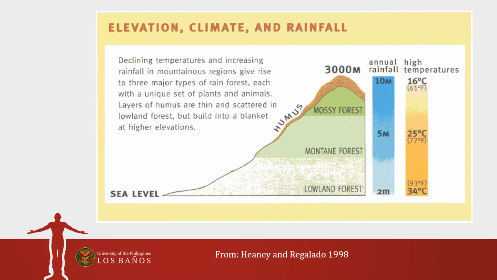Temperature, on average, declines with increasing elevation. Along with a change in temperature comes a change in precipitation, and rainfall usually increases with increasing elevation also. This too combines to give rise to 3 types of rainforests: the lowland, lower montane, and upper montane or mossy forest. Each has a unique set of flora and fauna.